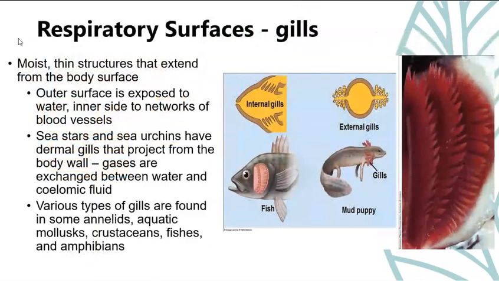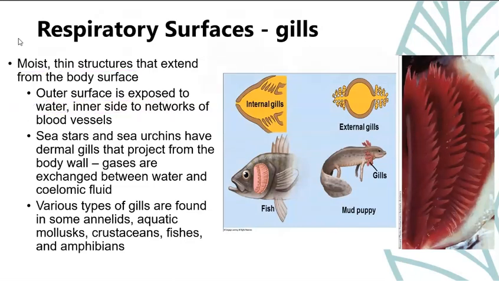Okay, so respiratory surface, the gills. Obviously, because they are in water, they are moist. Thin structures that extend from the body surface. The outer surface is exposed to water, so water acts as the respiratory medium to extract oxygen and also to remove carbon dioxide from the body. And then on the inner side, they have a dense network of blood capillaries.